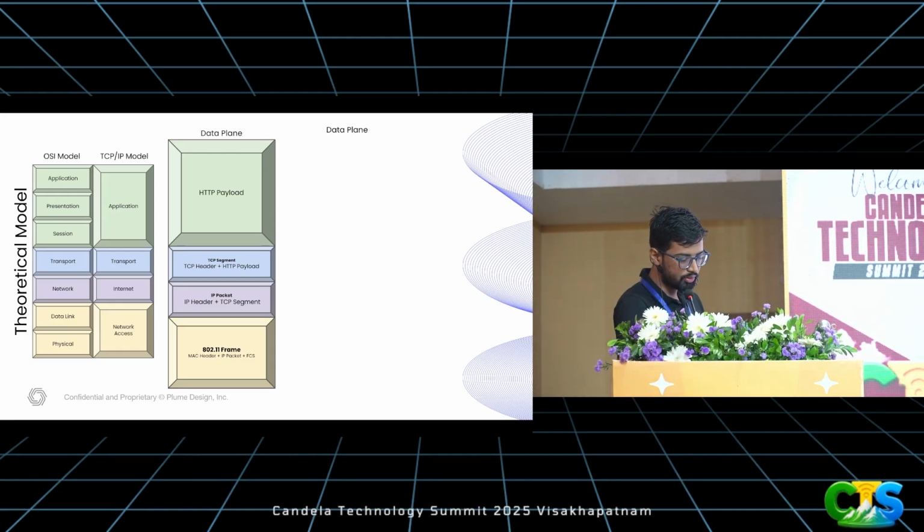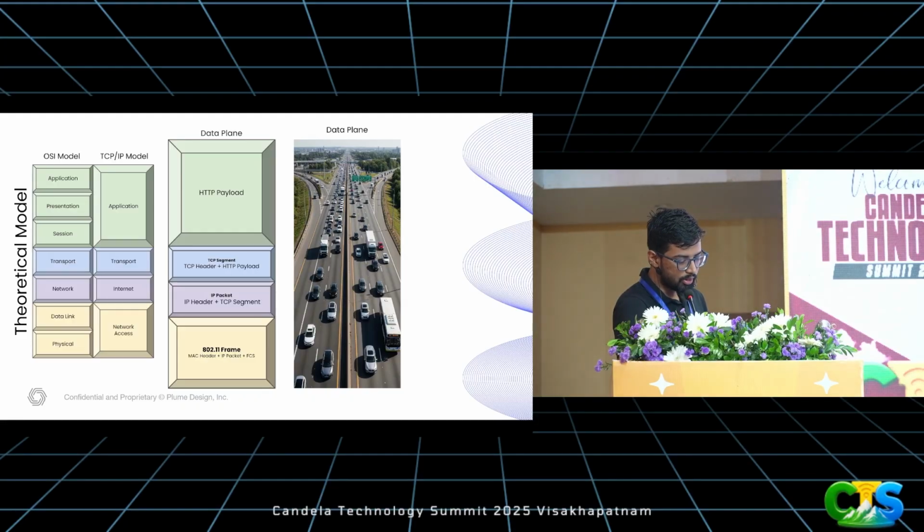So let me give you an example. Imagine the data plane is like cars driving on the roads. It's concerned with how vehicles move from point A to point B, the actual traffic flow, lanes, stop signs, and traffic lights. This is what the OSI and TCP/IP model describes, the movement of data packets.